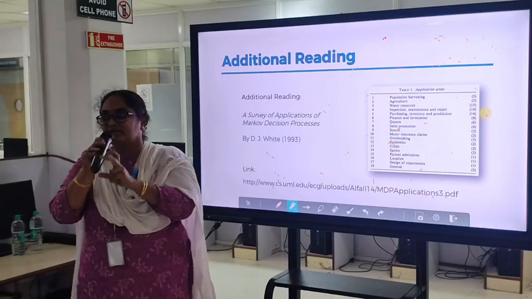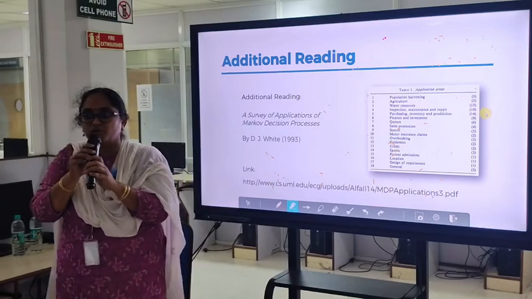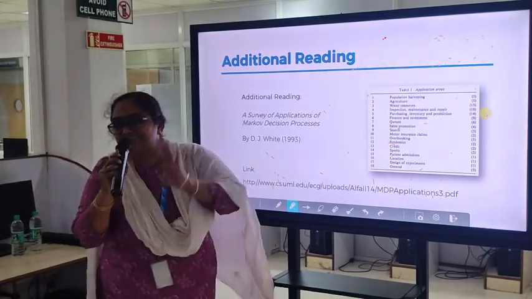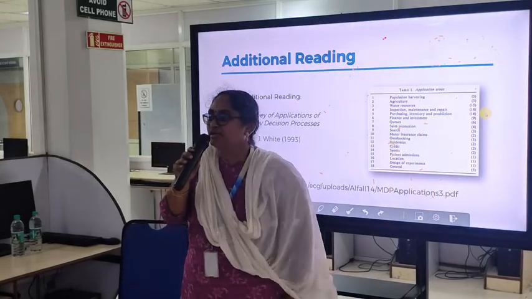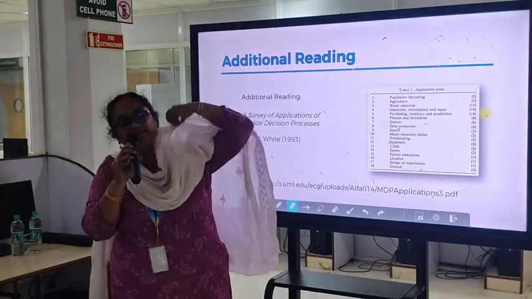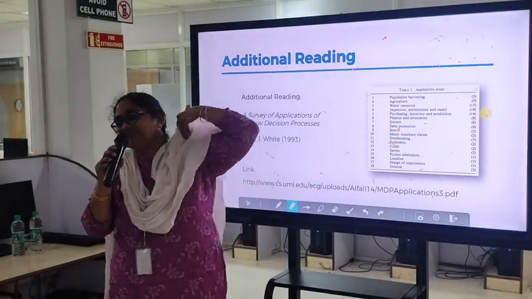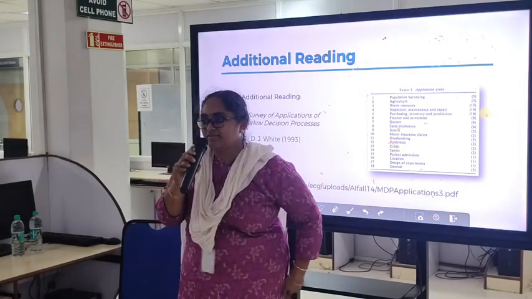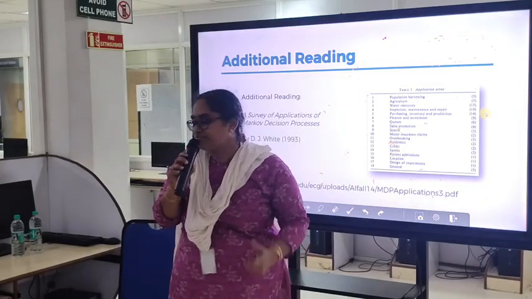Okay, so now this is where your Markovian decision processes are. This is the formula and this is the entire thing. Whenever you are having reinforcement learning, the main concept in reinforcement learning is the Bellman algorithm. Sorry, Bellman formula or Bellman algorithm.